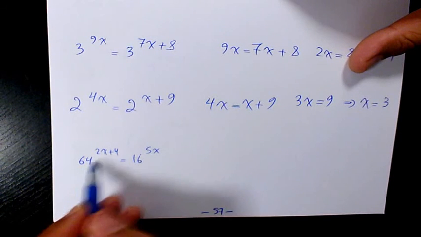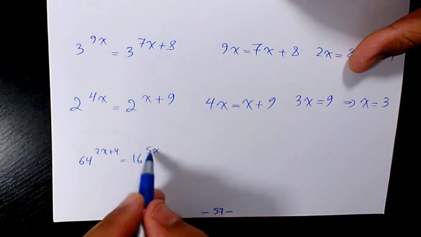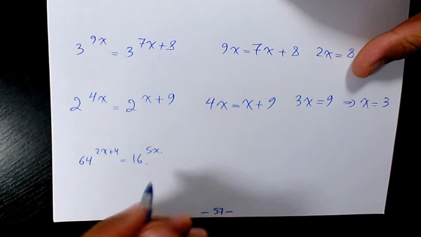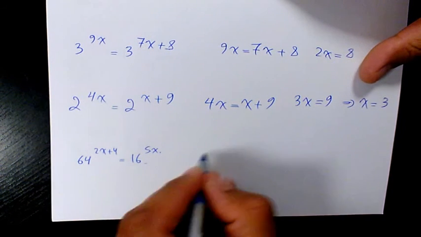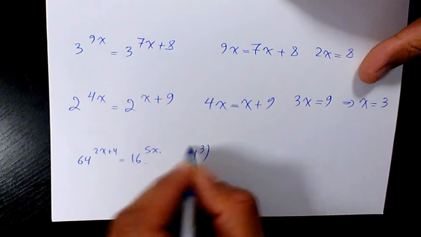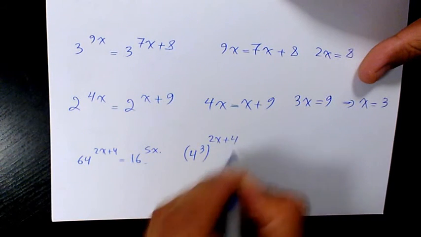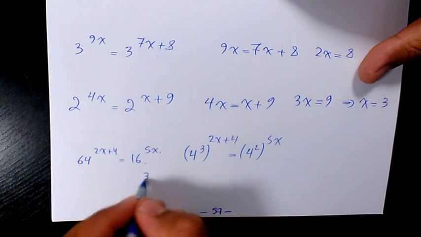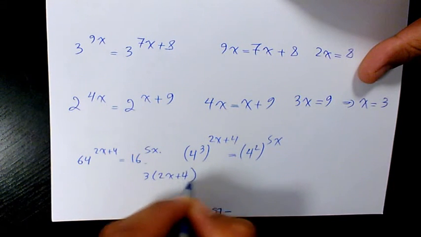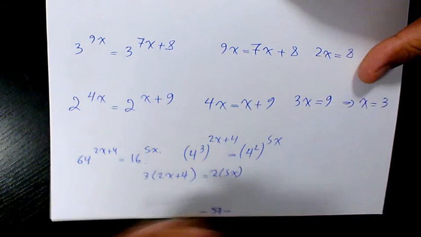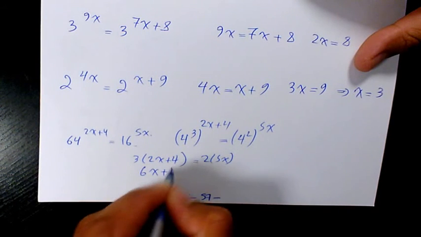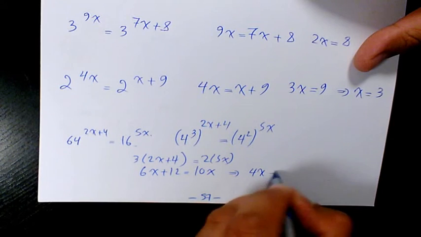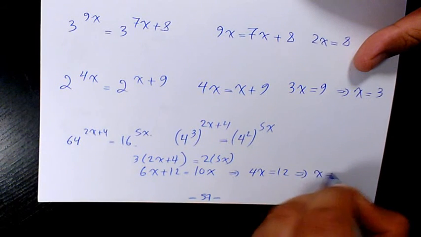Next one, 64 to the power of 2x plus 4 equals 16 to the power of 5x. So what I can do, I can convert both bases to 4. So 64 is 4 to the power of 3, 2x plus 4. 16 is 4 to the power of 2, to the power of 5x. So it's going to be 3 times 2x plus 4 equals 2 times 5x. So we have 6x plus 12 equals 10x. So we have 4x equals 12. So x equals 3.